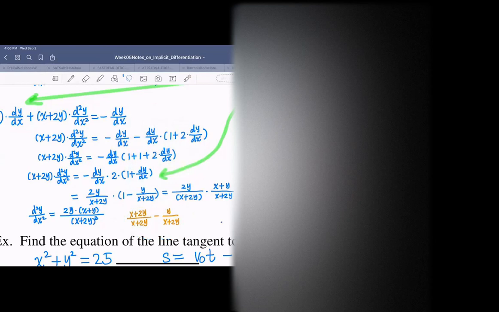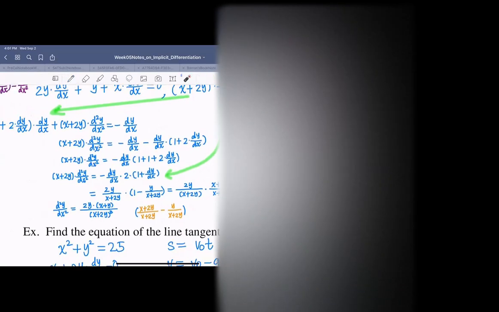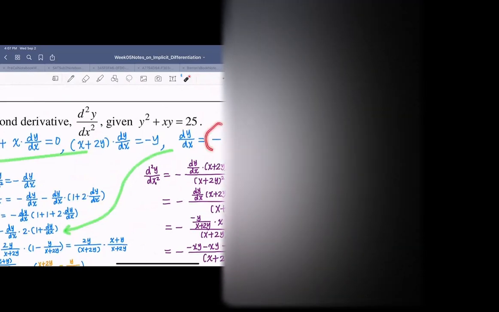You notice that to get the final answer correctly, it's not that easy, right? So this is using the implicit method. And as you see over here, I want to push you to use the quotient rule to get the second derivative. Give a try, please.